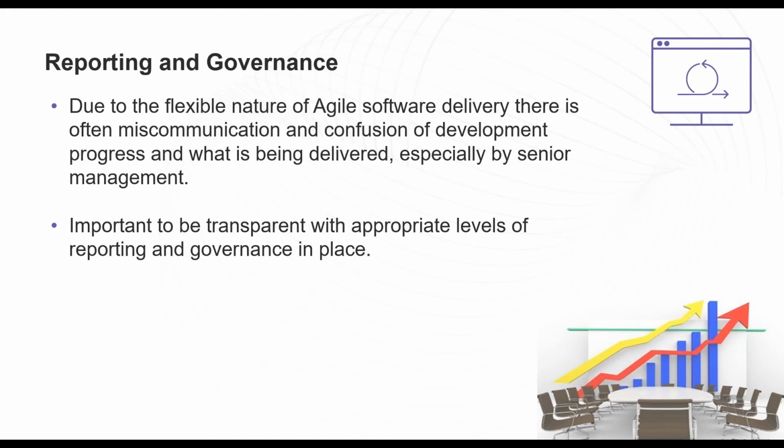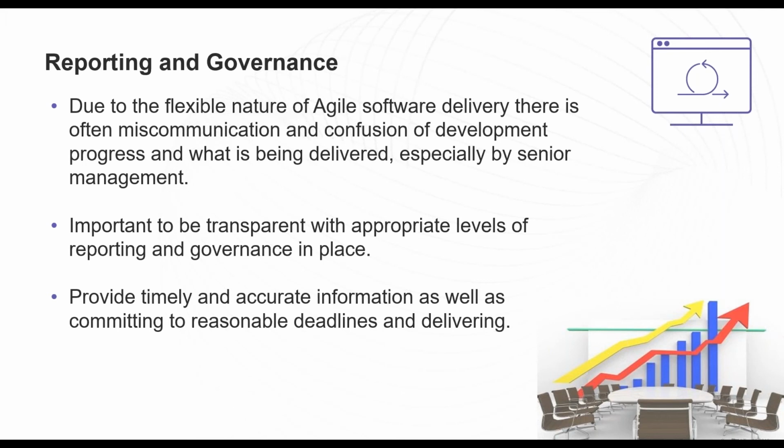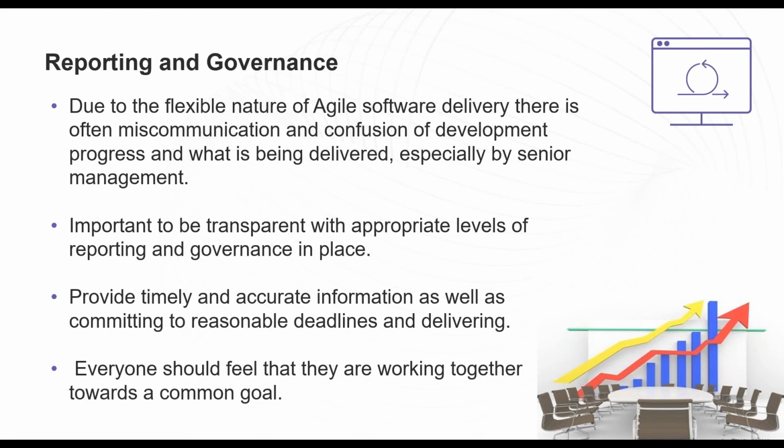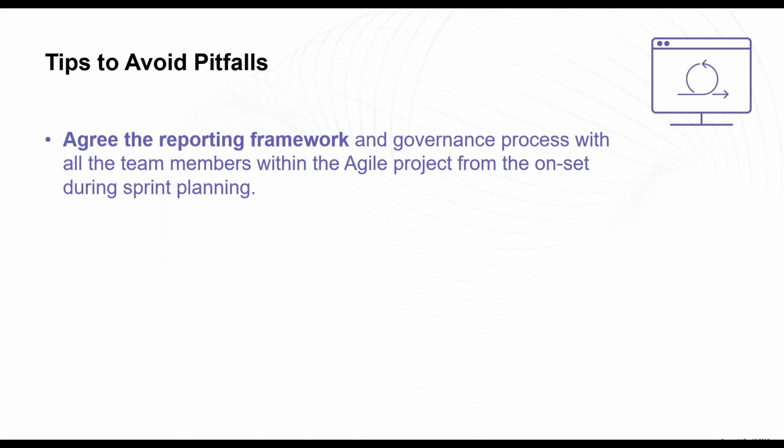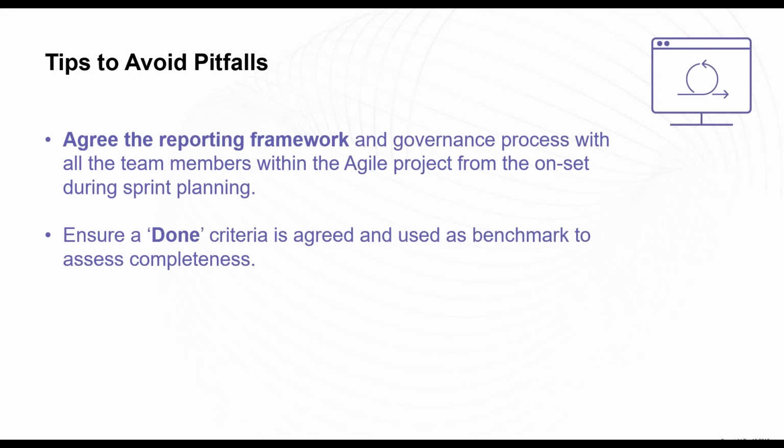But again, everyone is comfortable with the expectations, and everyone should feel like they're working towards a common goal together. So to expand on how the challenges around reporting and governance can be avoided, as said, you should agree the reporting framework and governance process with all team members within the Agile project up front. Ensure that you've got a done criteria agreed and use that as a benchmark to assess your completeness.